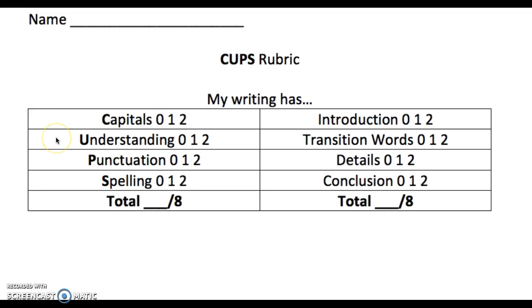Next is understanding. Does your writing make sense? Circle 0 if it doesn't make sense. Circle 1 if most of it makes sense. And circle 2 if it all makes sense.